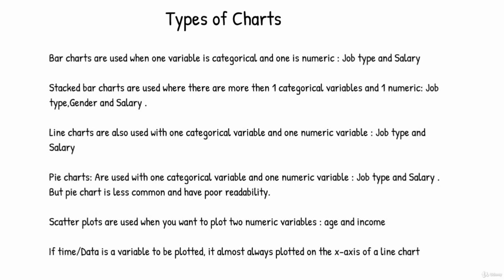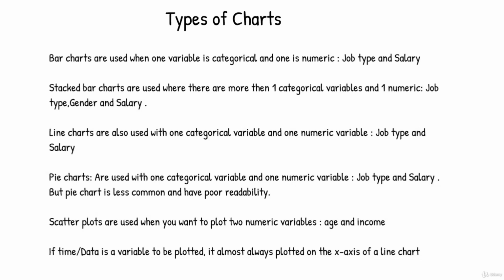This is also very common, and this can be used when you have two categorical variables and one numerical variable. Example is job type, gender, and salary. So here job type and gender are the categorical variables. Line chart, similar to the bar chart, can be used when we have one categorical variable and the other is a numerical variable. So this is also quite common. Pie charts, on the other hand, are hardly used as they have poor readability. So this also can be used with one categorical variable and one numerical variable.